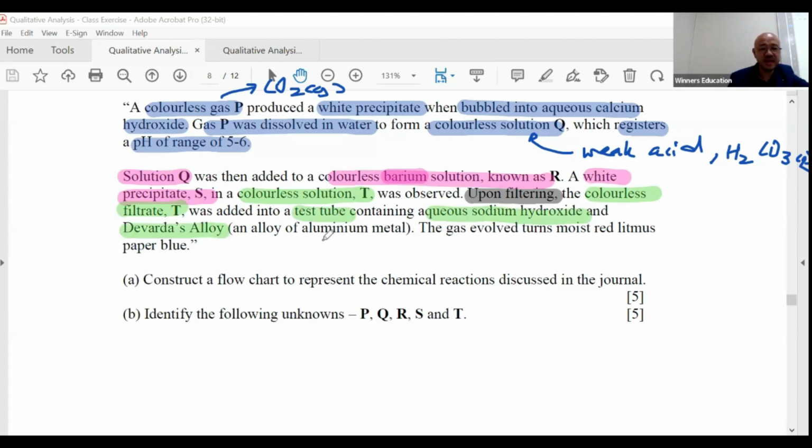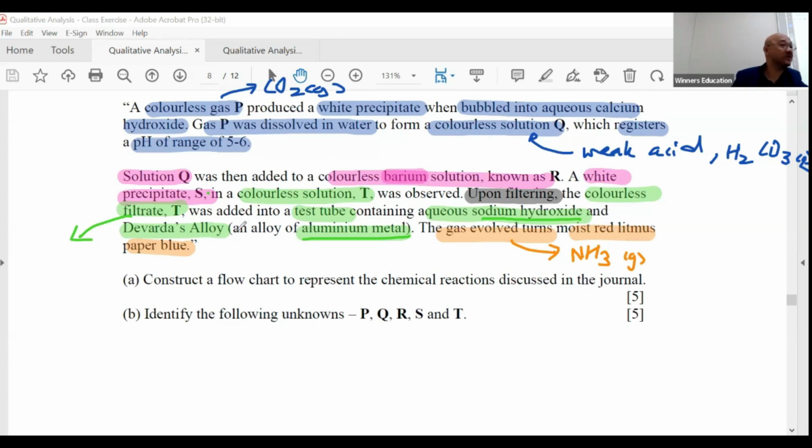Devarda's alloy, which is an alloy. What is Devarda's alloy? I don't know, but I know it has aluminum metal inside. Do you know what's happening? Add sodium hydroxide, add aluminum, and then they tell you a gas comes out. Do you know the gas? The gas evolved is ammonia, because that's the only gas that turns moist red litmus paper blue. Makes sense? Very easy. And all this confirms that my filtrate T contains what? Whichever is easy to solve, I solve it first without looking at the flowchart.